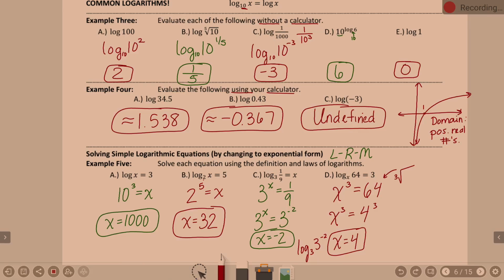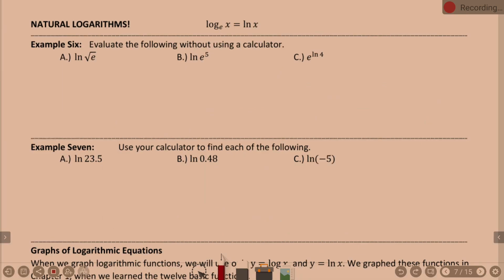Example 6. We just talked about common logs. Now we're talking about something called natural logs. Natural logs use the natural number e. And so if you have a log base e, you're not going to see it written as log base e ever. You're going to see it written as natural log, which is ln of x. It's just a different abbreviation. It still means log. It just means log base e instead of any other base.